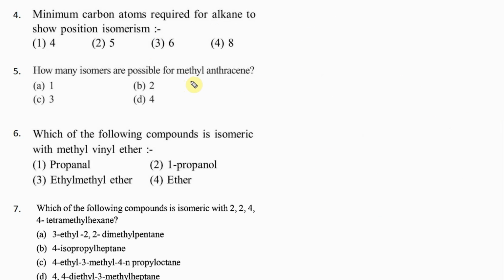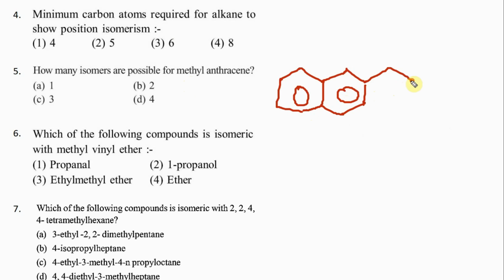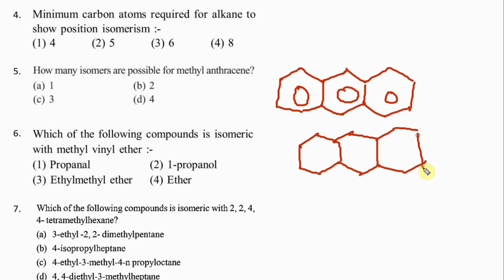How many isomers are possible for methyl anthracene? Anthracene structure உங்களுக்கு கொடுத்துருக்கேன். Remember it at least now. This is benzene, this is naphthalene, this is anthracene. Now a quick primer. இதை வந்து நம்ம என்ன பண்ணலாம்னா, let's draw it this way. Let's use it as an opportunity to learn something.